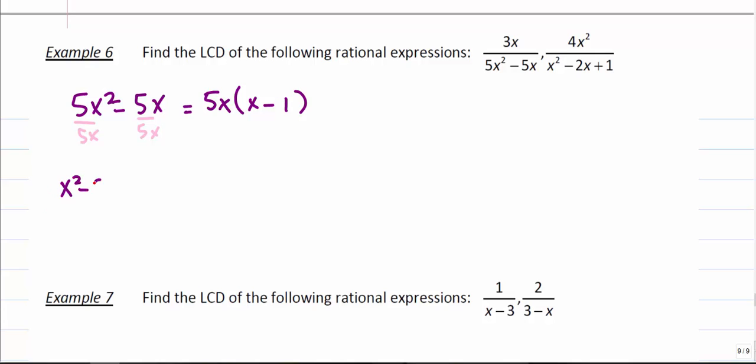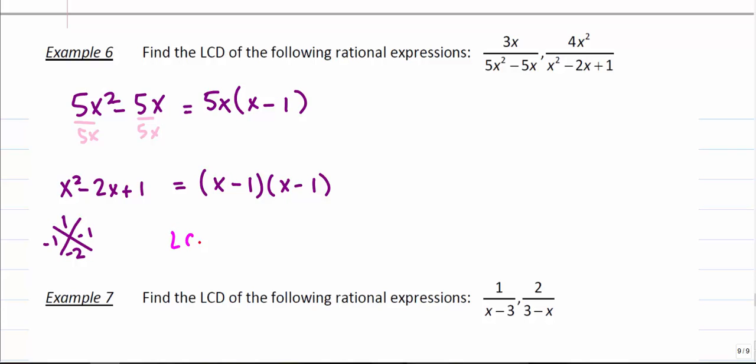Then I've got x squared minus 2x plus 1. Well, that's a diamond. What multiplies to positive 1 but adds up to negative 2? Well, that's kind of tricky, but negative 1 times negative 1 is positive 1, and a negative 1 plus a negative 1 is negative 2.